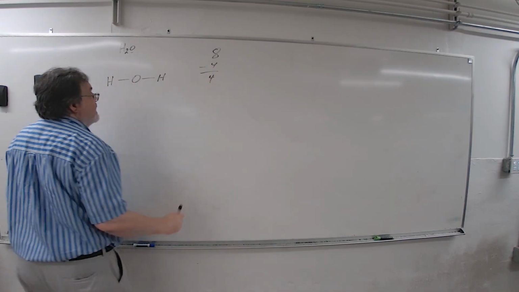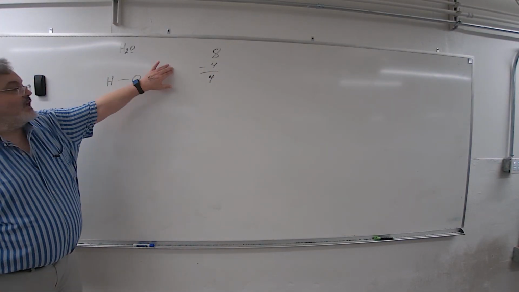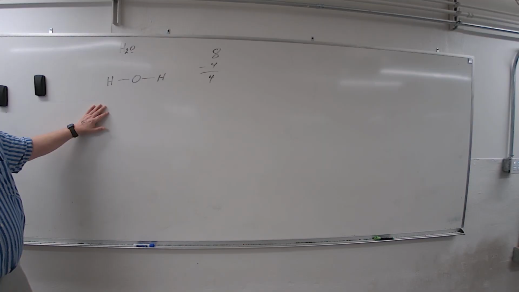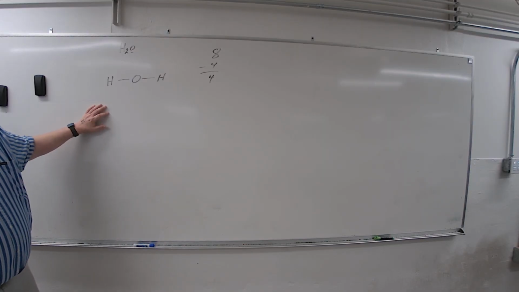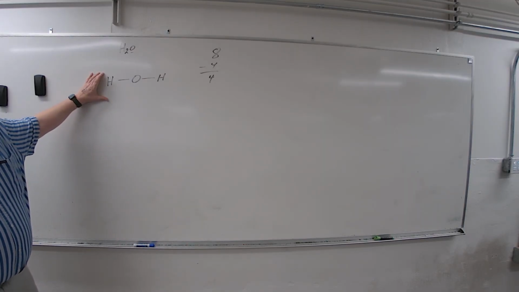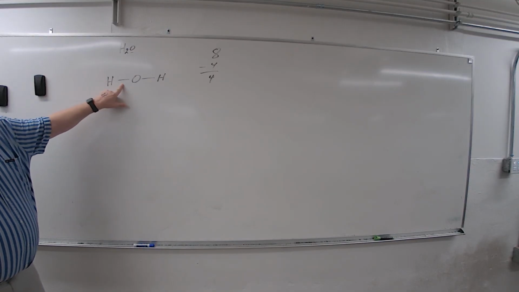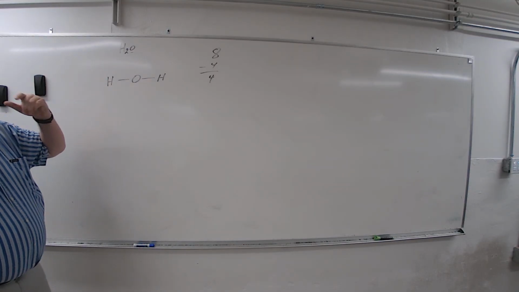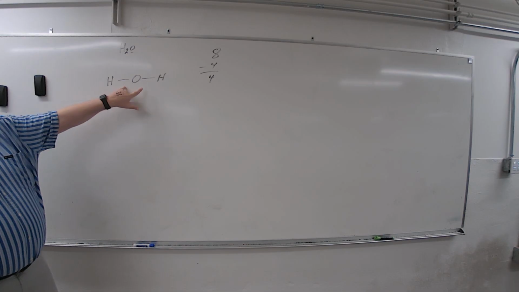So I have 4 left. The first thing you do is you start filling the octets on the outside. You want there to be 8 electrons around everything on the outside. Wait, where's the 4 coming from? The 2, minus one? 4. Oh, okay, they're double. So it's a total of 8, but we've already used 4.